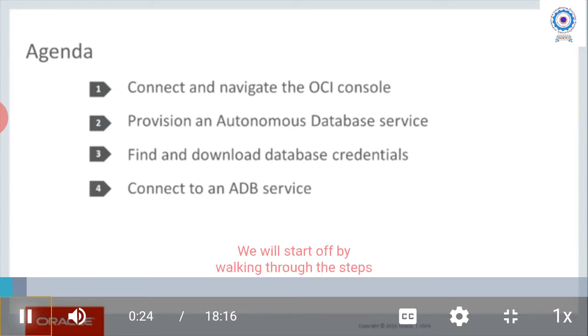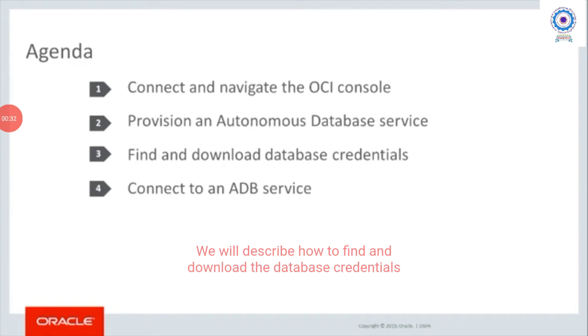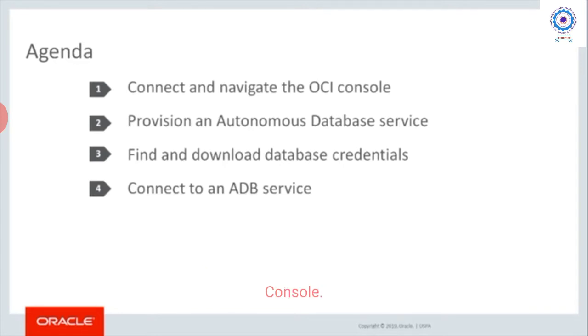We will start off by walking through the steps to provision the Oracle Autonomous Database service. We will describe how to find and download the database credentials, and then show how to connect to the Oracle Autonomous Database. And we will finish by navigating through the Oracle Cloud Infrastructure console.